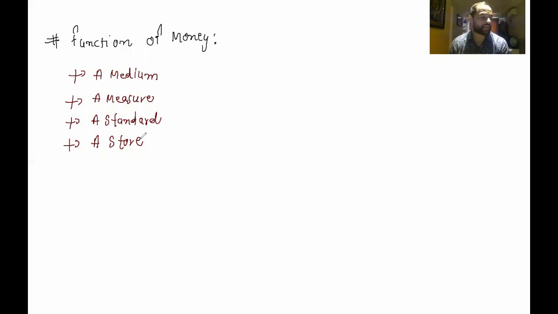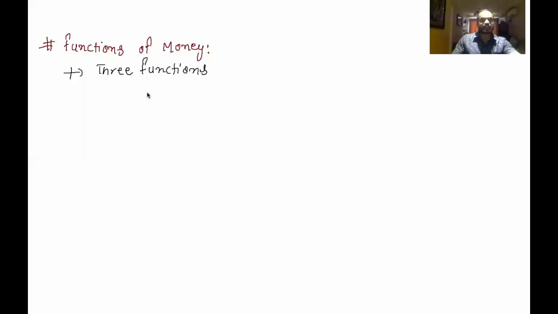All right. So let's discuss the functions of money that I explained. Economically, it is divided into three different parts: primary functions, secondary functions, and contingent function. As I explained before, the functions of money are divided into four parts. In a general way, there are four different types of functions of money: a medium, a measure, a standard, and a store.